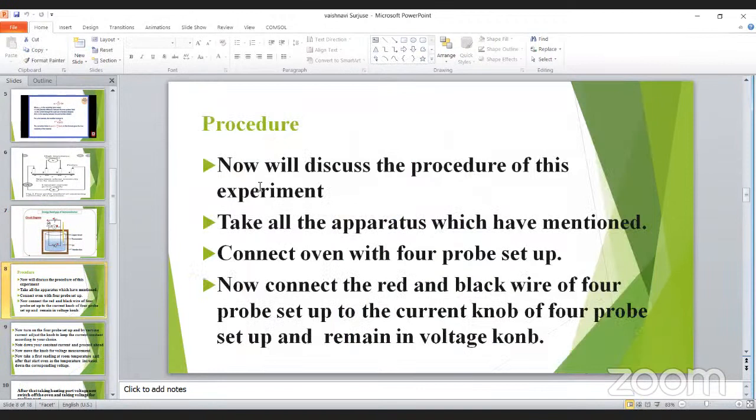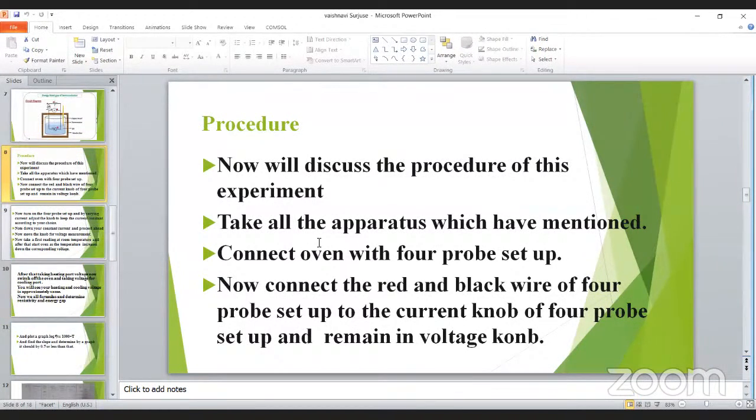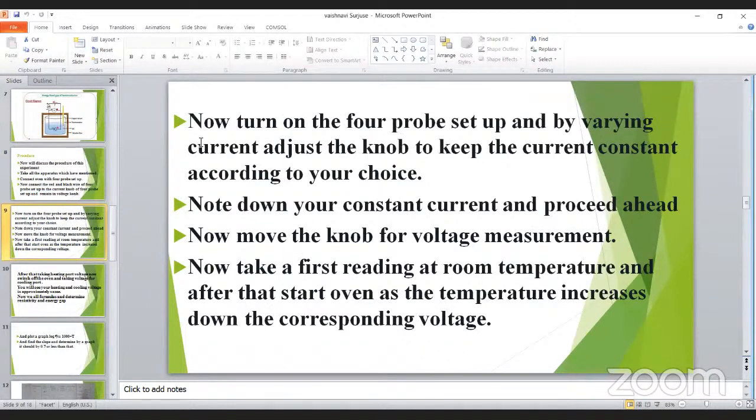Now we will see the procedure for this experiment. Take all the apparatus which we have already mentioned. Connect the 4-probe setup, and connect the red and black wires to the 4-probe setup, the current knob and the voltage knob. Now turn on the 4-probe setup and adjust the current to keep it constant according to your choice. Note down your constant current and proceed ahead.